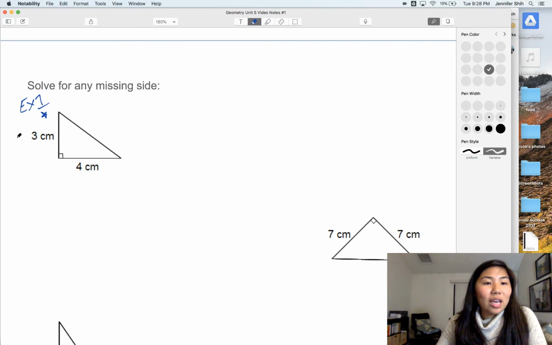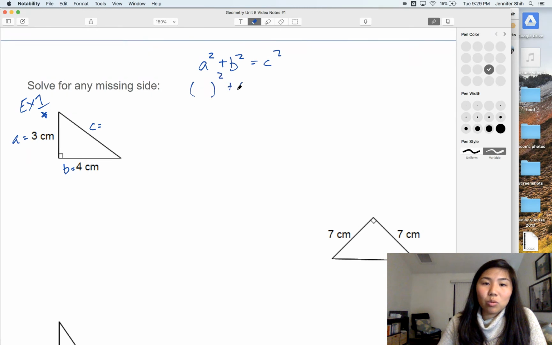So let's practice. A is equal to 3 in this case, B is equal to 4, and C is equal to something. So I'm going to rewrite my Pythagorean theorem up here. A squared plus B squared equals C squared. And I'm going to fill in my values. Something squared plus something squared is equal to something squared.